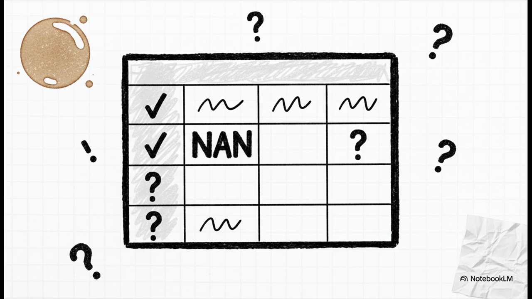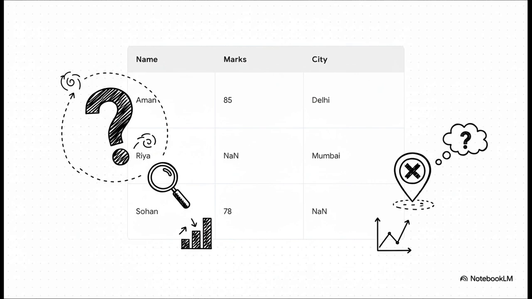In pandas, these empty spots are shown with a special marker, NaN, which just stands for not a number. You're going to see this a lot. And here's a perfect example. Take a look at this table. You see how Ria's mark is just missing, and Sohan's city is gone too? Those are the NaN values we're talking about, and we need to deal with them.